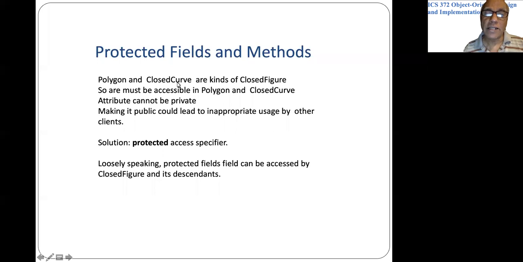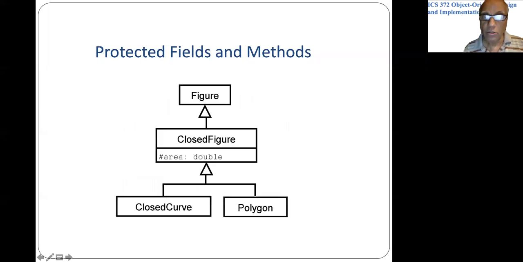So polygon and closed curve are closed figures. So these are closed things. Like a figure can be a line, or just two lines without a third one to complete to get an area. So a closed curve or a polygon are closed figures. So these are subclasses of closed figure. So they both have areas, and you can have the area declared in the superclass so that closed curve and polygon don't have to carry that burden.